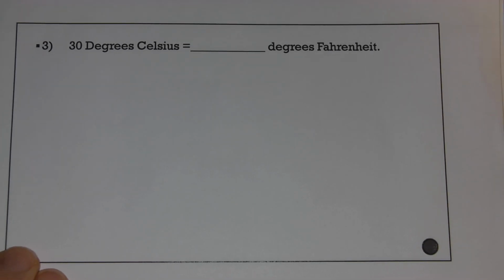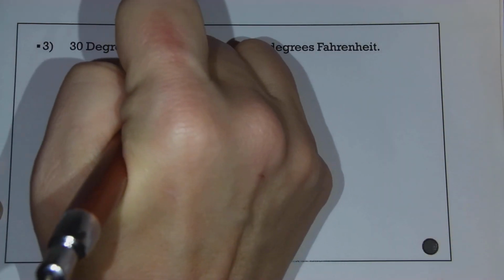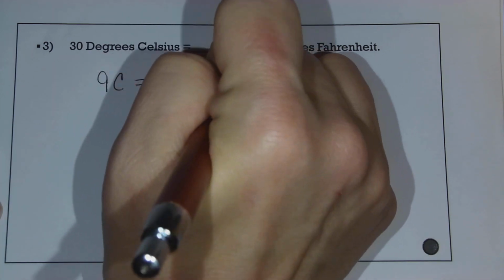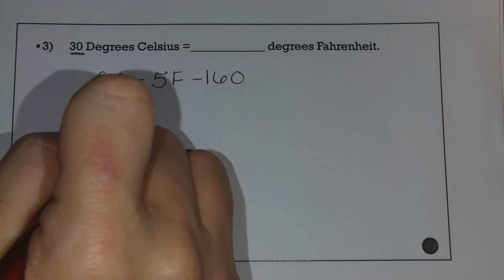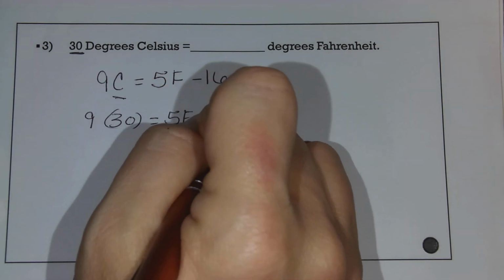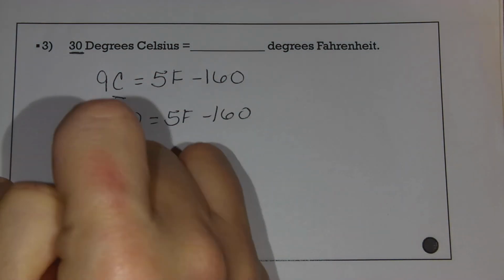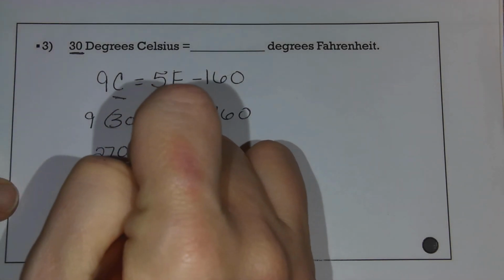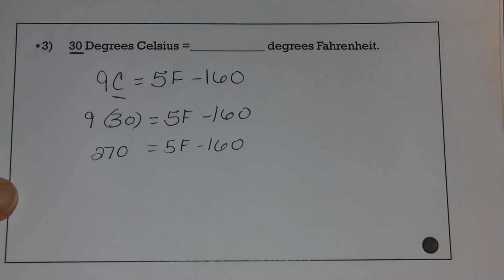Okay, number 3, we have 30 degrees Celsius, and we want to know what that is in Fahrenheit. So again, 9C equals 5F minus 160. Put our 30 degrees where the C's at. Bring everything down. 9 times 30 is 270. Continue to bring everything down.